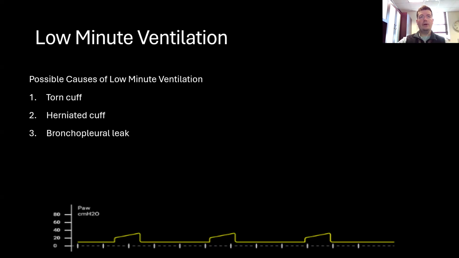The next alarm that we'll talk about is low minute ventilation. This alarm triggers when the ventilator is detecting less air returning to the circuit than it is providing. There are really only a handful of causes for this, and some of them are very similar to the low pressure alarm. So a cuff leak can trigger this. In the cuff leak, just like in the previous example, air is escaping around the ET tube rather than being forced to return through the tube. So this can trigger the alarm.